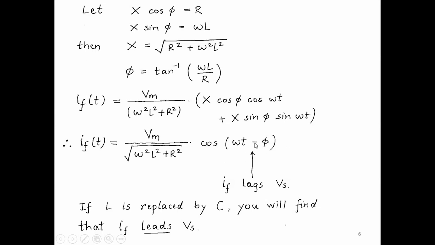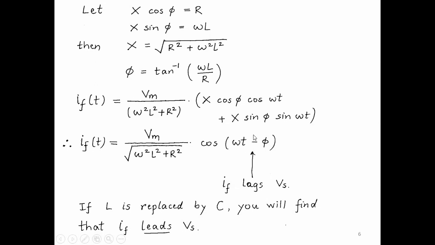Now this minus implies that IF lags Vs. So Vs was cos omega t, IF is cos omega t minus phi, and phi is a positive number because this tan inverse omega L by R is positive, and therefore the current, one says, lags. It is delayed. The voltage reaches first and the current follows, and that is what this negative sign indicates.